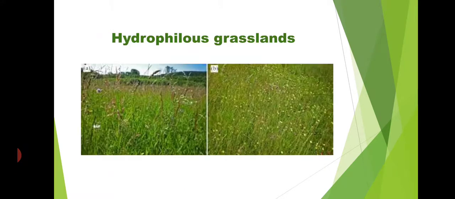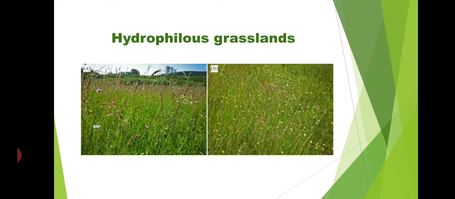Next, hydrophilous grasslands, which are wet savannas. Here also we can see green, lush green flourished growth of grasses, but it's a wet savanna. Here and there we can see waterlogged areas, and the types of grasses growing are adapted to live in wet soil.